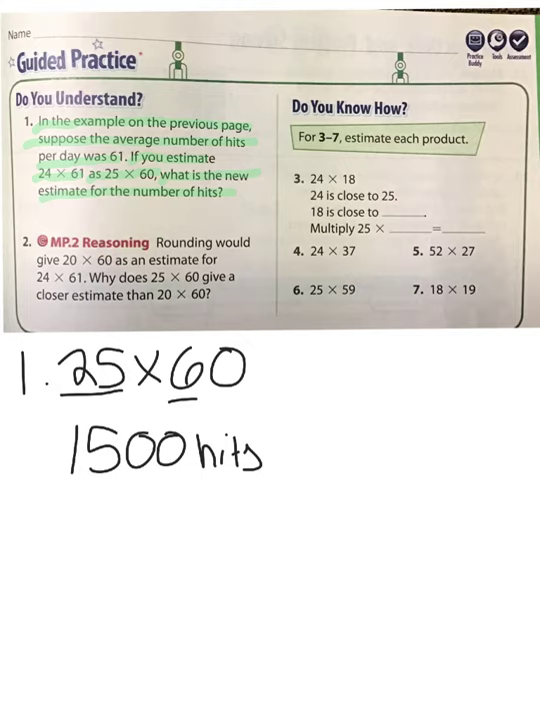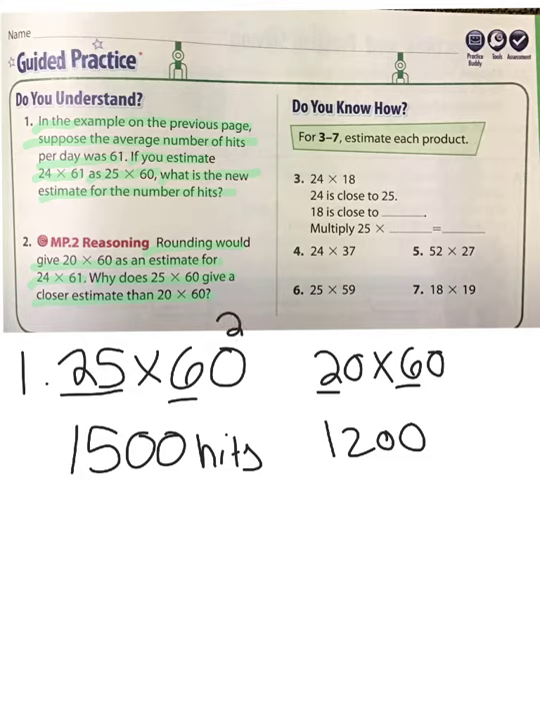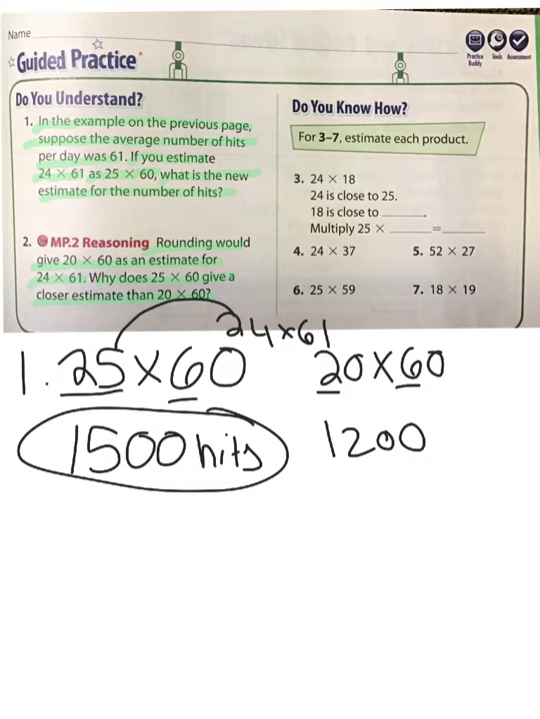Number 2. Rounding would give 20 times 60 as an estimate for 24 times 61. Why does 25 times 60 give a closer estimate than 20 times 60? Well, if we did 20 times 60, underline your basic facts, we would get 1,200. And the actual answer was 24 times 61. Well, since 24 is closer to 25, then this one would be closer.